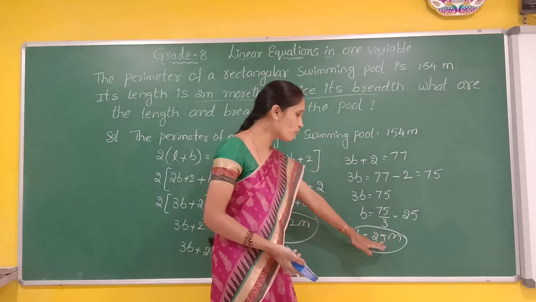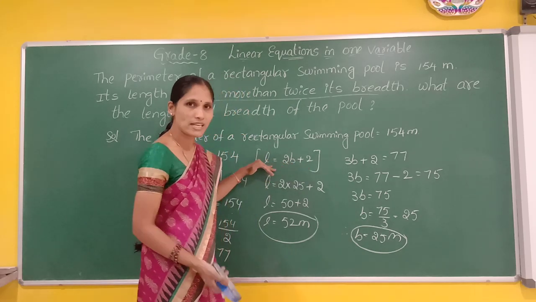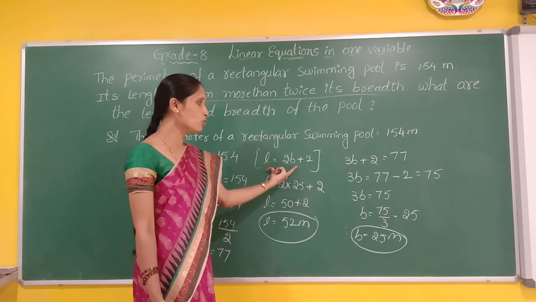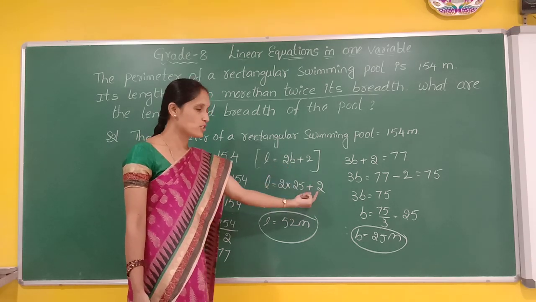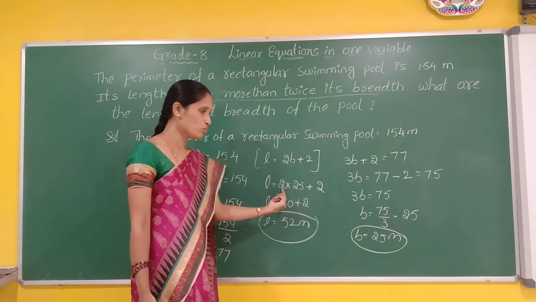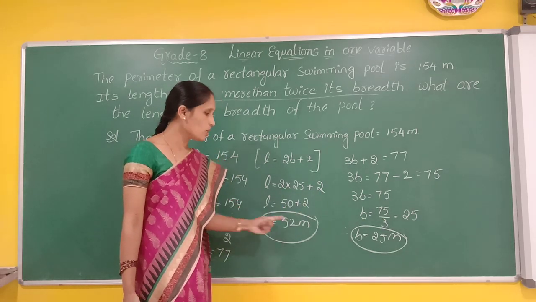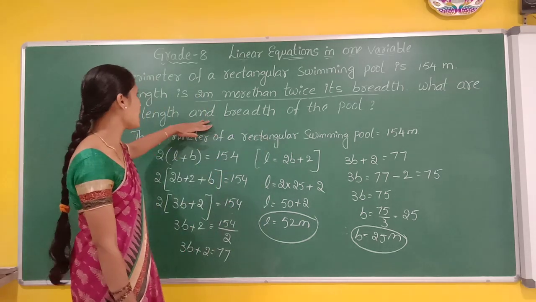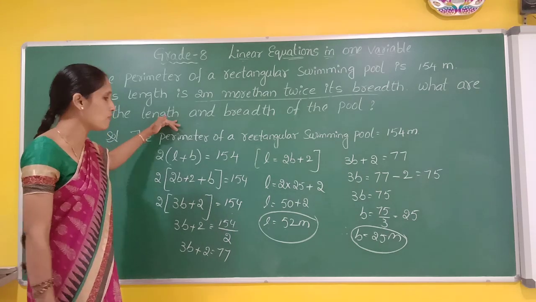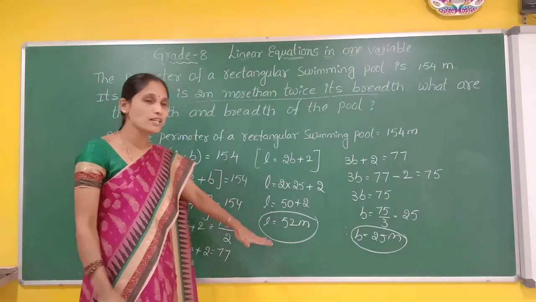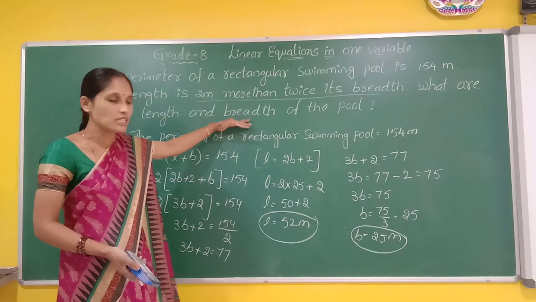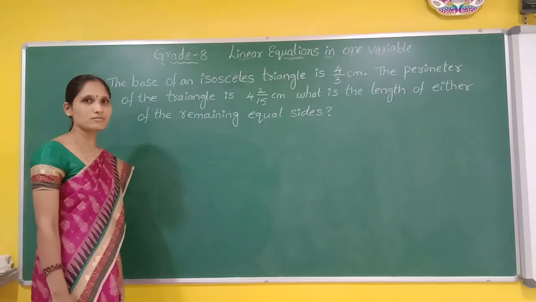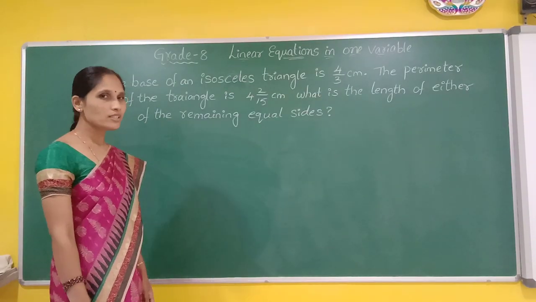If we know the value of B, we can find the value of L by substituting B equal to 25 in equation 2. L is equal to 2B plus 2, 2 into 25 plus 2. 2 twos are 50, plus 2. The value of L is equal to 52. So the length of the rectangular swimming pool is equal to 52 meters and the breadth of the rectangular swimming pool is equal to 25 meters. Let's move on to the next exercise problem.